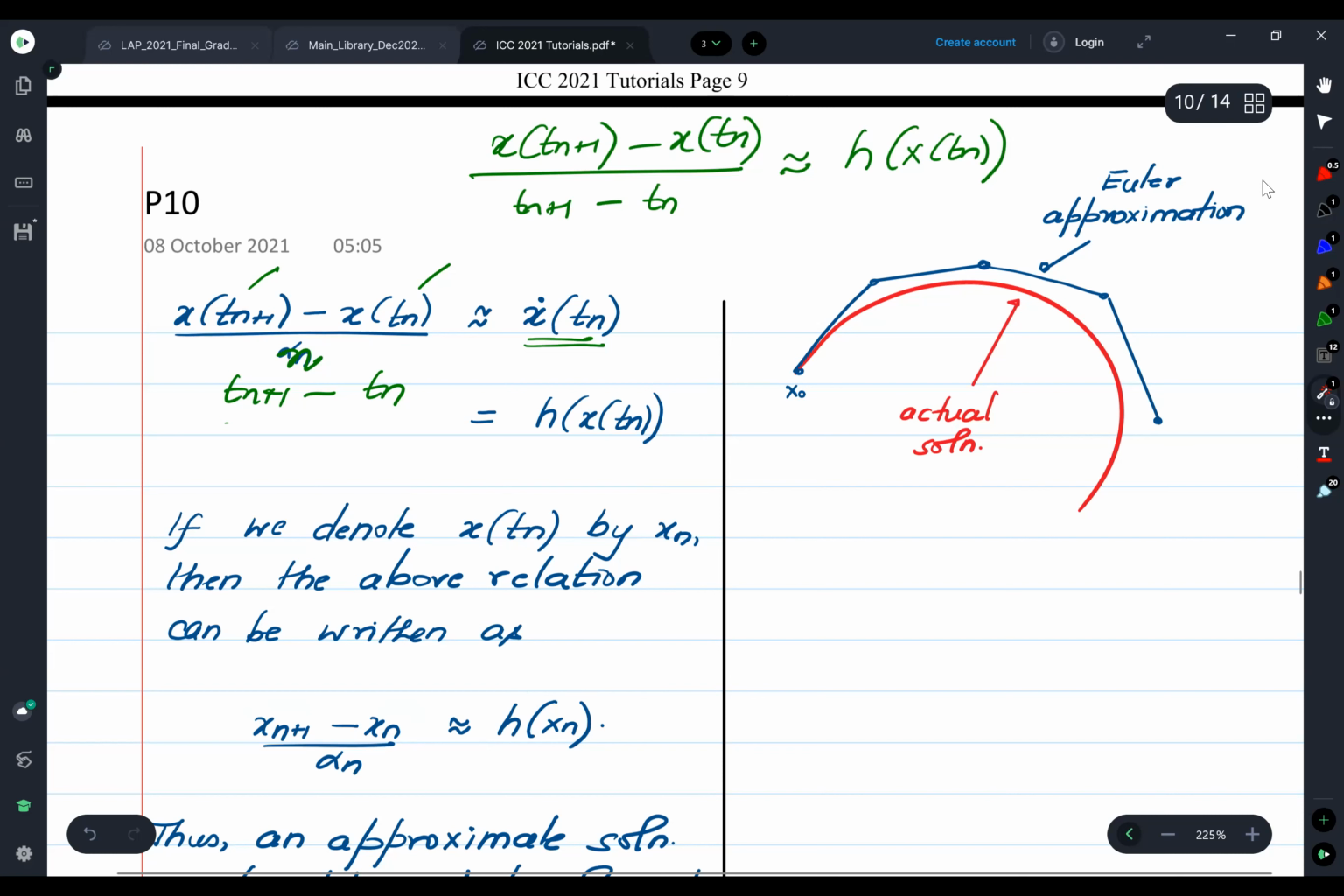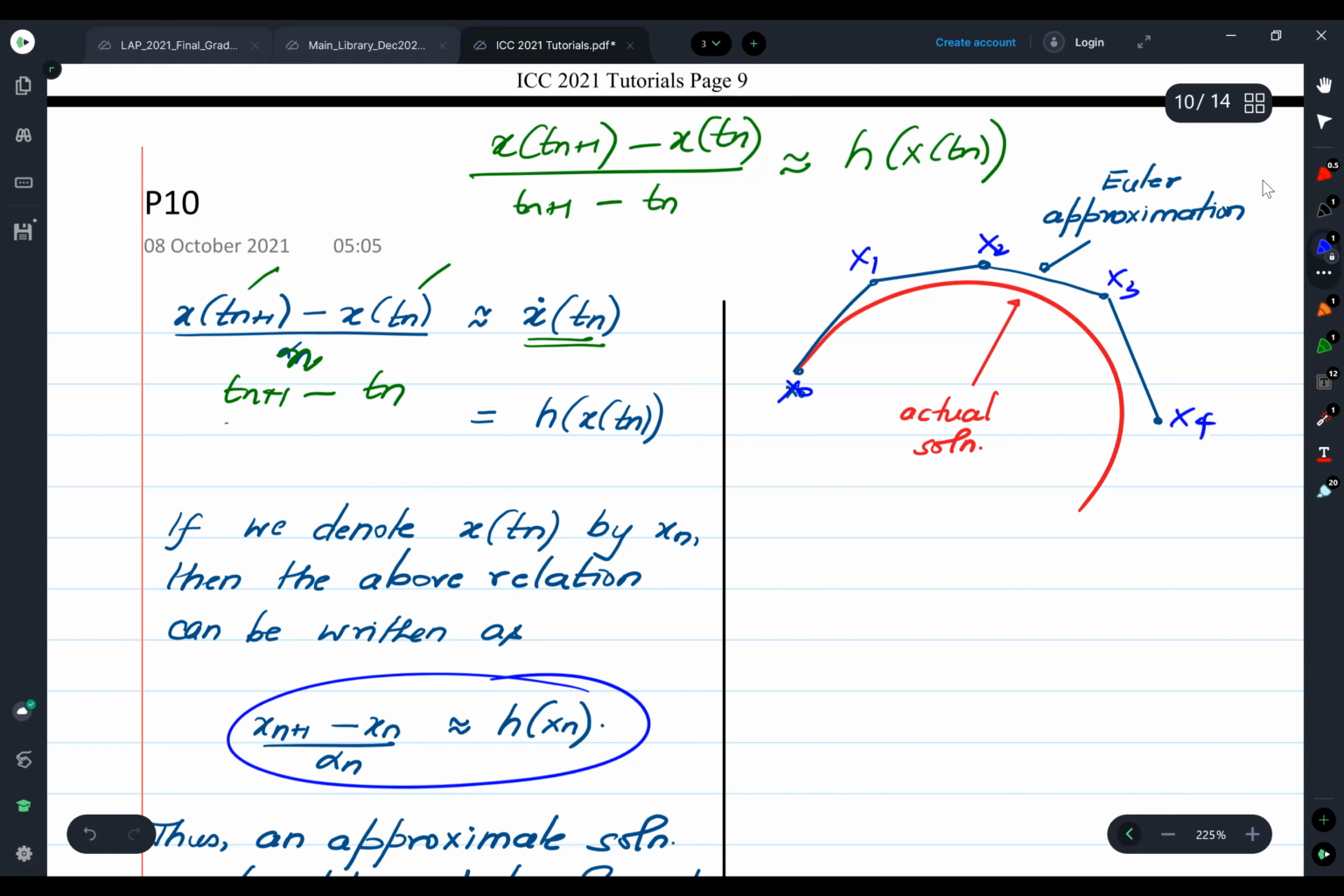So if you use this approximation, starting from x0, to compute x1, and use the same approximation to compute x2, x3, and so on, and then linearly interpolate these different values, you will end up with a trajectory of the following kind. One can check that this would be an approximation to this red trajectory. Is that okay?